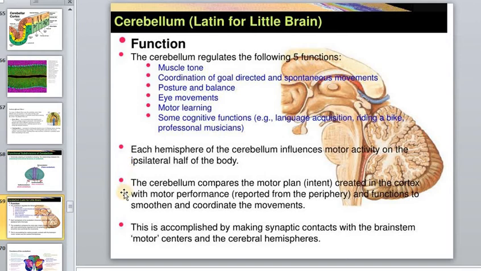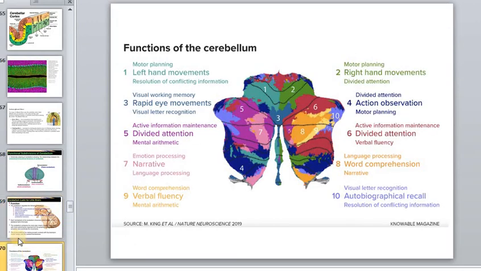The cerebellum compares the motor plan created in the cortex with motor performance reported from the periphery, and functions to smoothen and coordinate the movements. And this is accomplished by making synaptic contacts with the brainstem, motor centers, and the cerebral hemispheres too.